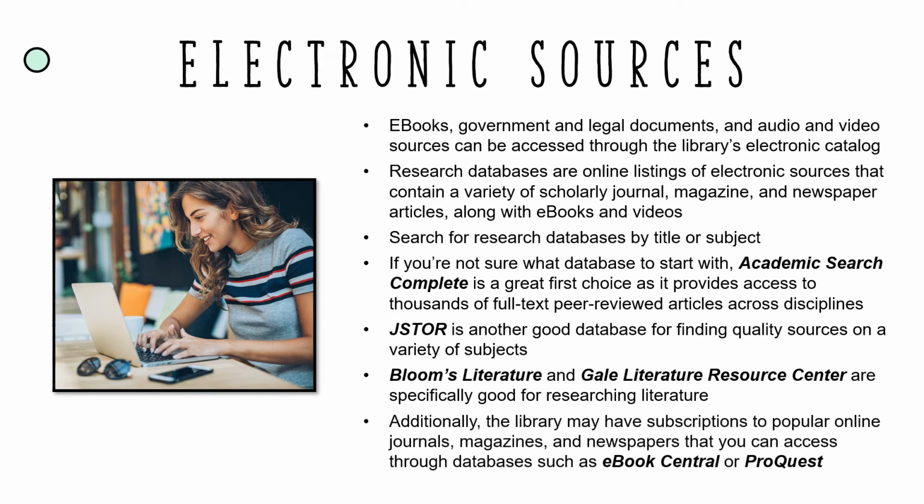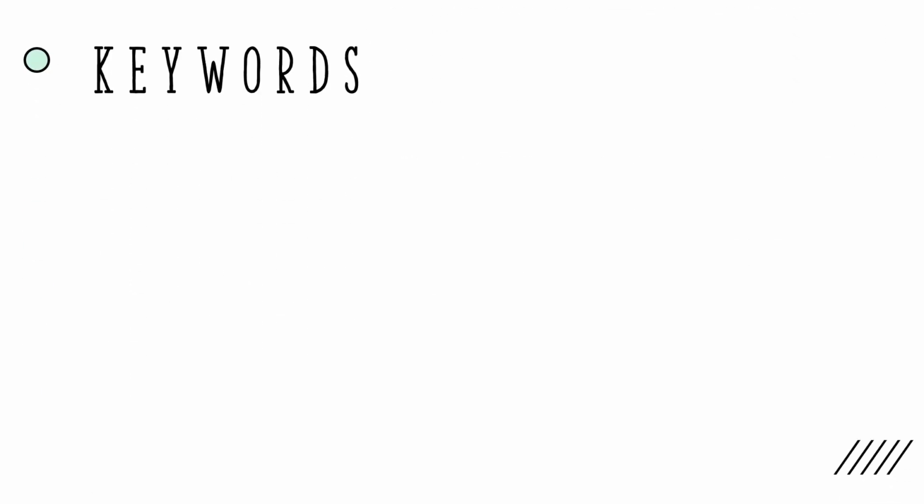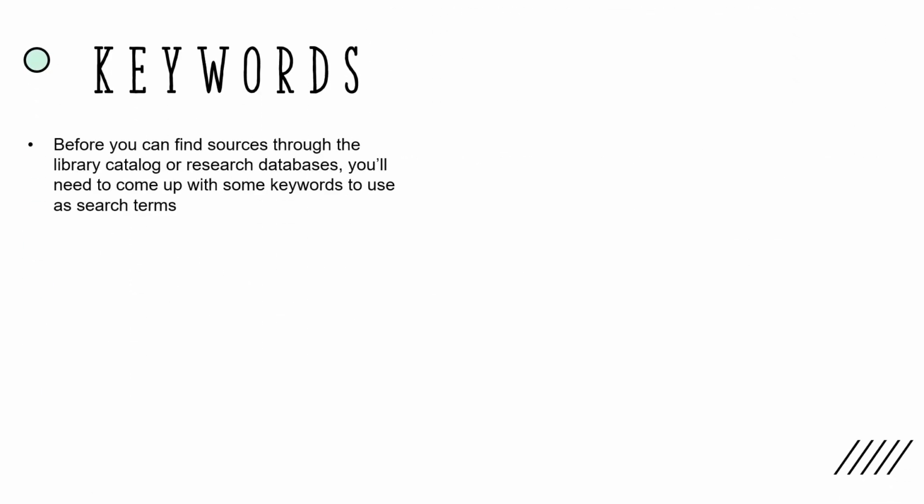Additionally, the library may have subscriptions to popular online journals, magazines, and newspapers that you can access through databases such as eBook Central or ProQuest. Before you can get started finding resources through the library catalog or through the research databases, you'll need to come up with some keywords on your topic to use as search terms.